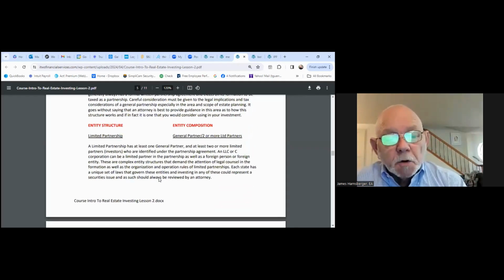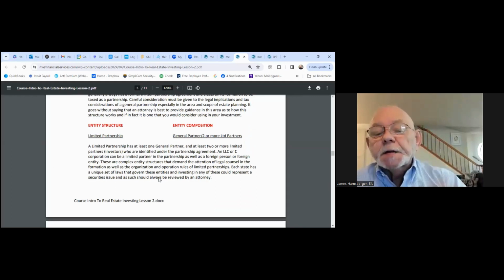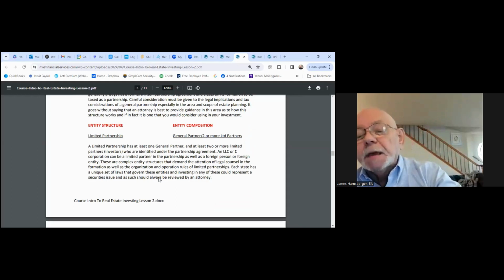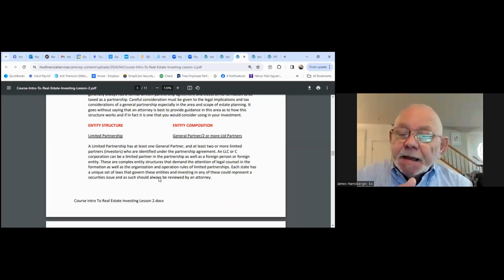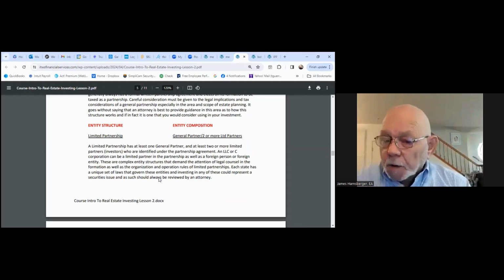All right, then we move to the entity structure of a limited partnership, with the composition of a general partner, at least one, and at least two or more limited partners. And a general partner can also be a limited partner with another partner. And a partner can be an entity, a corporation, or a partnership, or an LLC, or it can be a natural person. It can also be a foreign born person or a foreign entity.